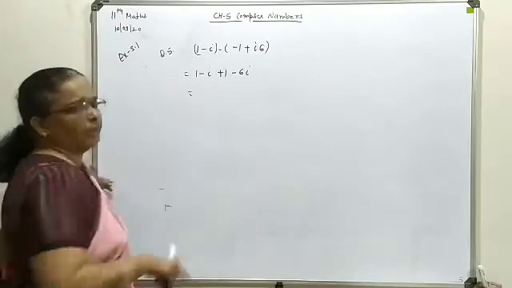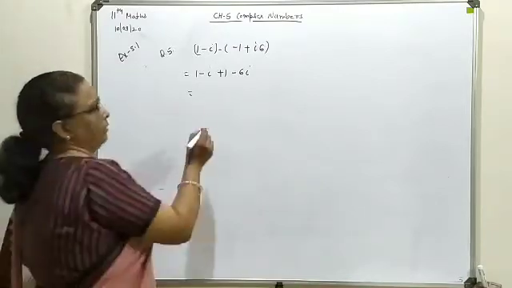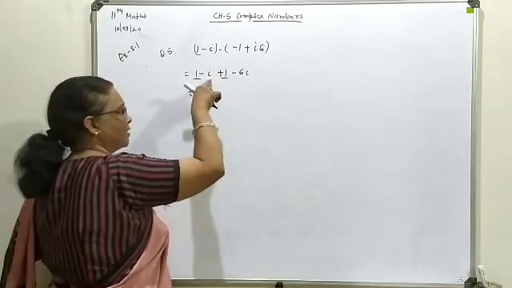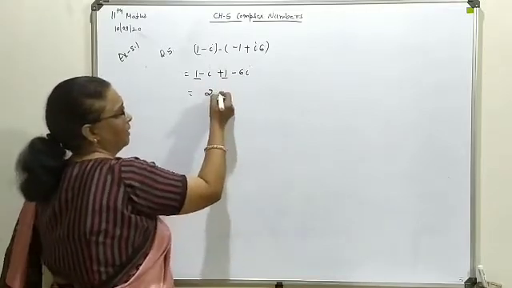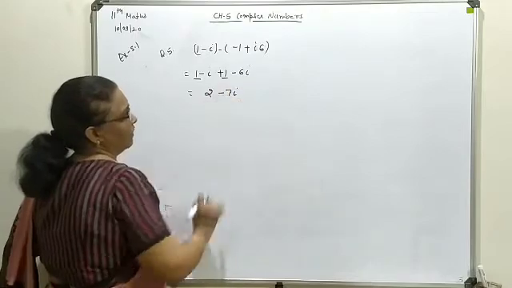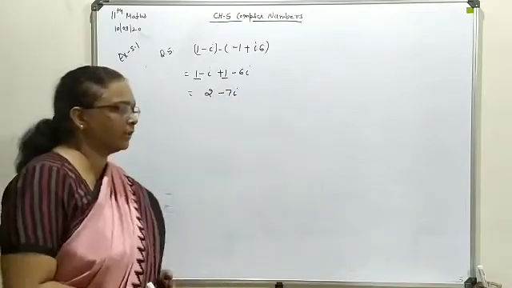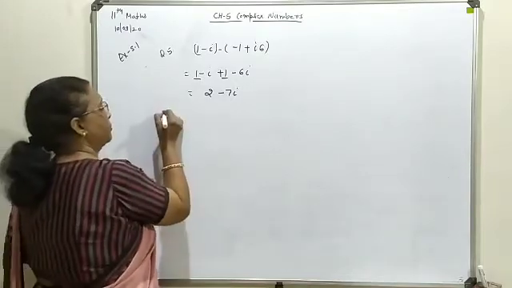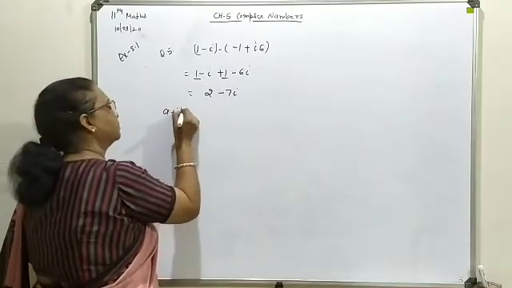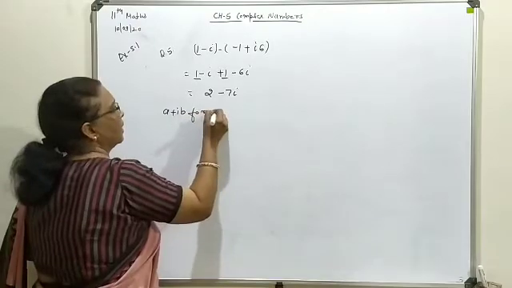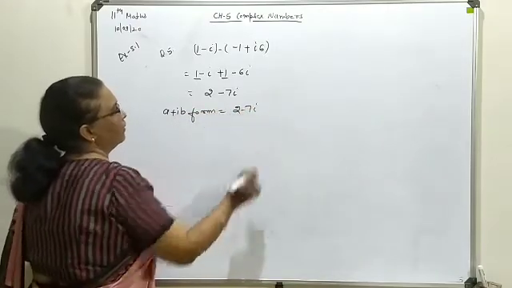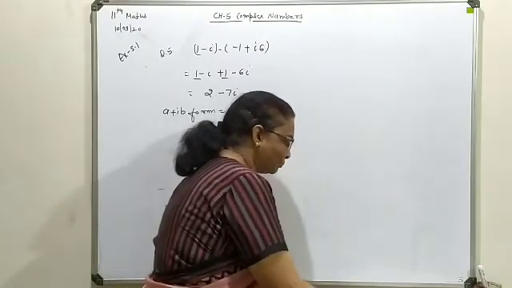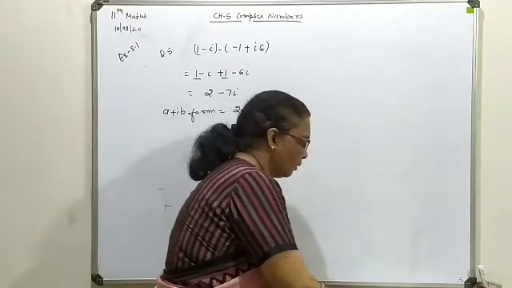Make real part combine to the real one, imaginary to the imaginary. So this 1 and 1 will add to 2. This minus 1 and minus 6 will add with the negative sign, meaning it will give you minus 7 iota. So this is itself available in the form of a plus ib form, which is equal to 2 minus 7i. Now next we are going to move towards question number 7.